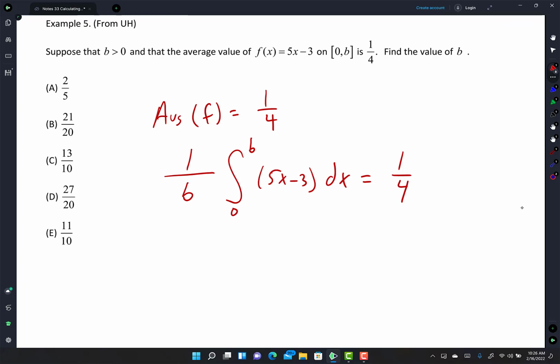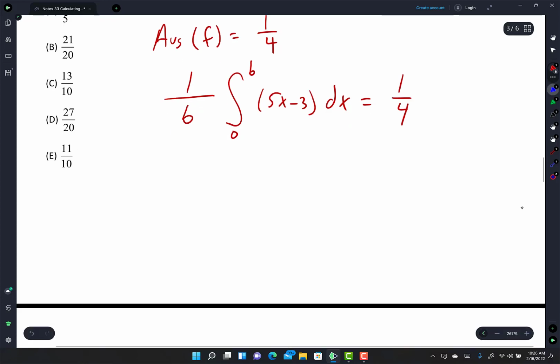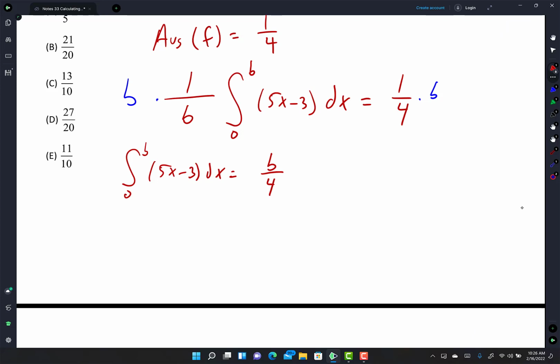All right, the first thing I want to do is get rid of that b there, the 1 over b. So I do that by multiplying, times b. So here's what I now have: integral 0 to b, 5x minus 3 dx equals b over 4. Are we still okay? All right, now I'm going to do the antiderivative. So this is the only calculus that you have in this one. Well, the setup and this.